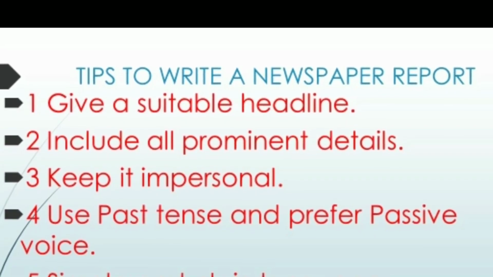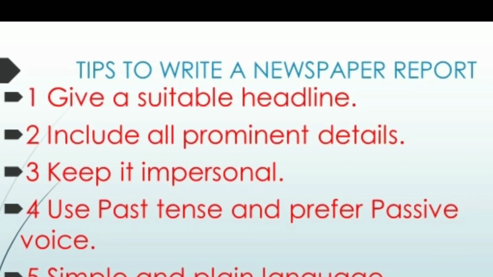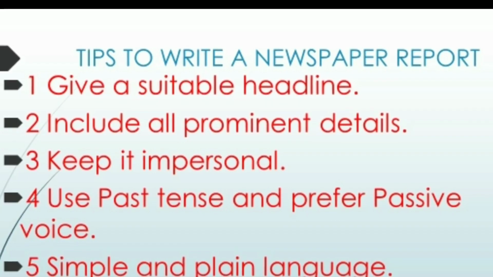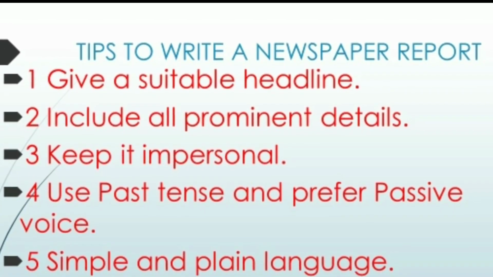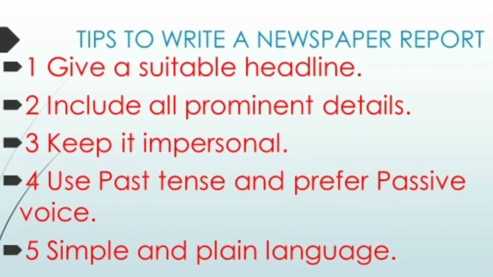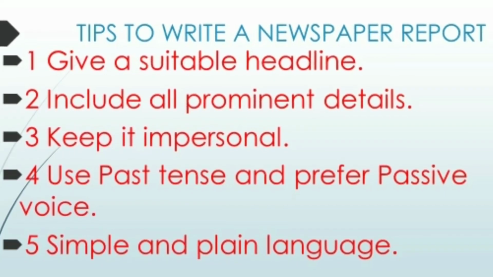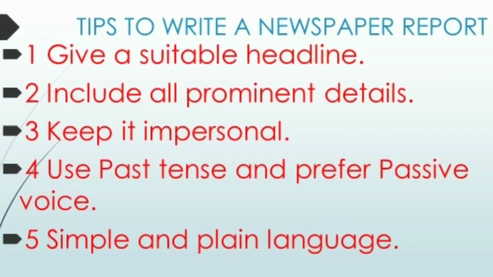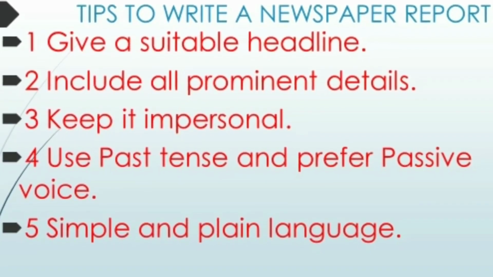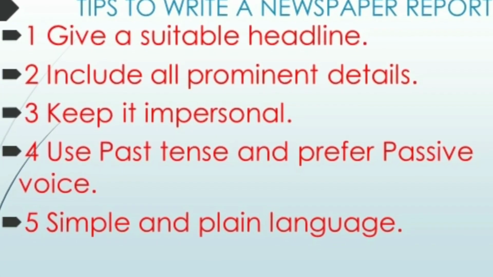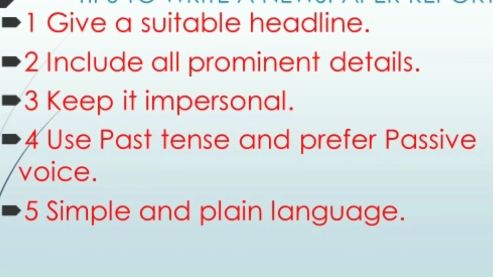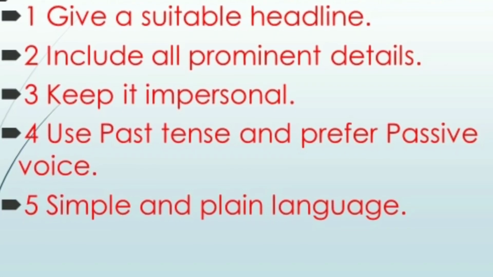The next step is to include all prominent details. Yes, your paragraphs should include the what, the when, the who, the where, the why, and how of the event. The third point you have to keep in your mind is to keep things impersonal. Objectivity is more important. The best way to keep it impersonal is to avoid the word I. Then use past tense and prefer passive voice. Past tense because you report after the event takes place, and passive voice to make it look more formal.